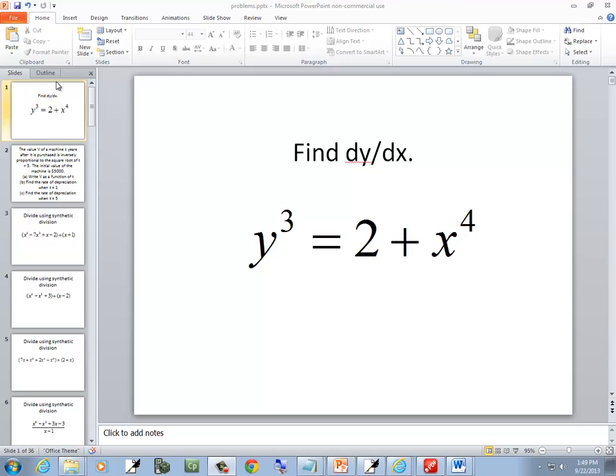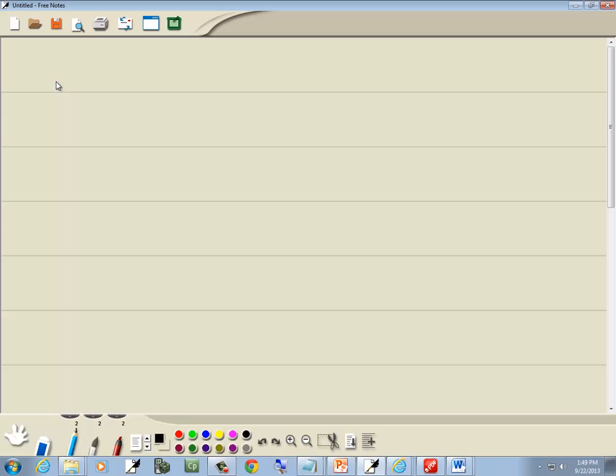Let's take a look at this problem. We've got y to the third equals 2 plus x to the fourth, and we want to find dy/dx, our derivative with respect to x. The derivative of y with respect to x, I should say.